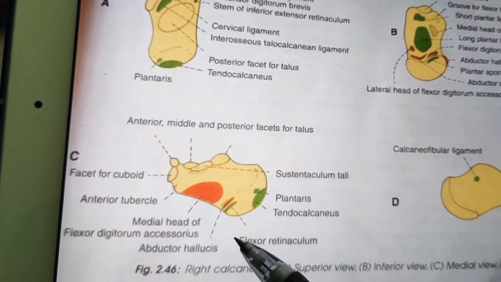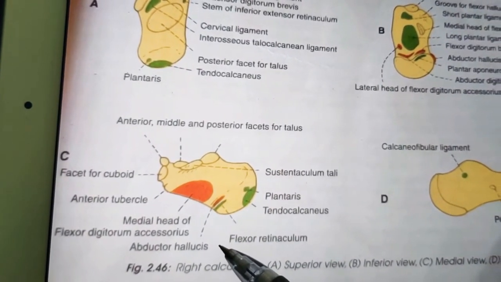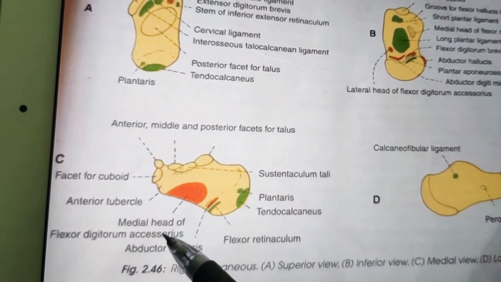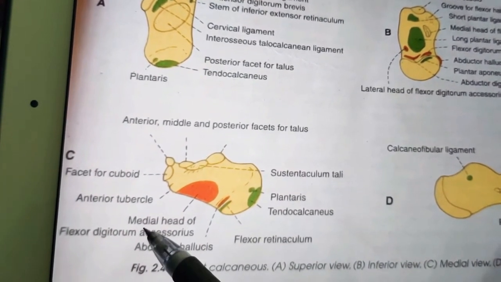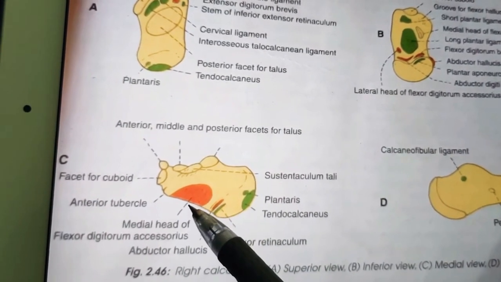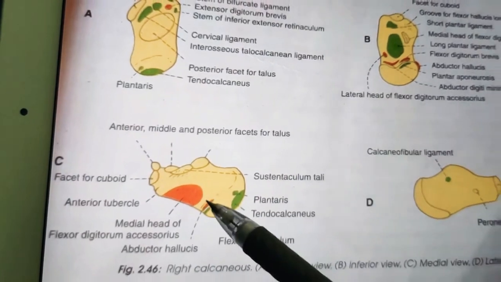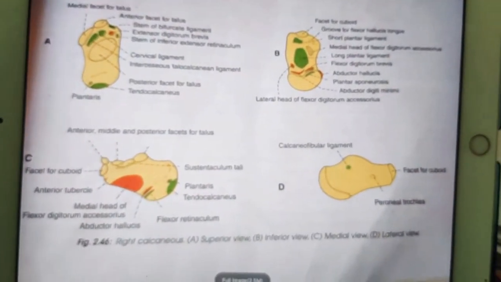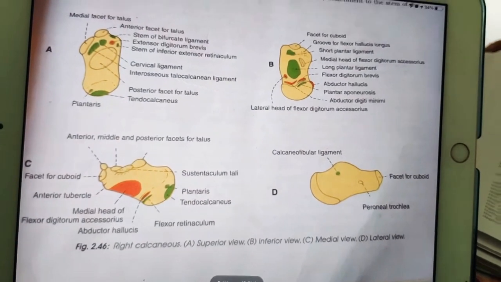Next, the medial surface gives origin to the fleshy fibers of the medial head of flexor digitorum accessorius. You can see the medial head of flexor digitorum accessorius on the medial surface of the calcaneus. Now all these are attachments and relations, so if you revise them more times it will be easy to remember.